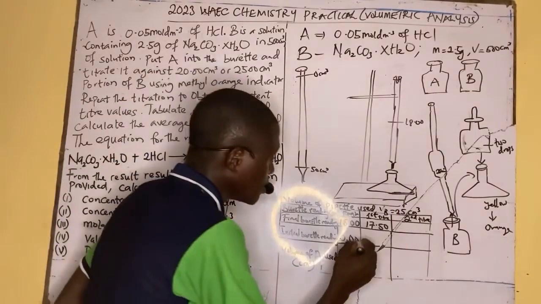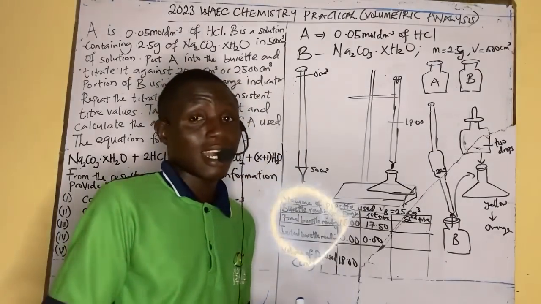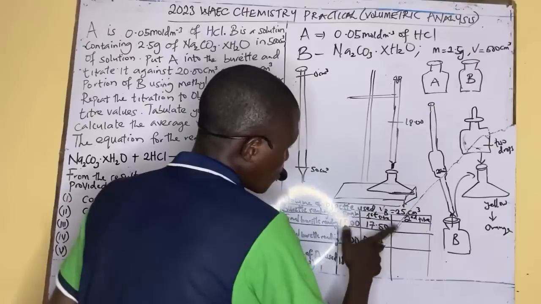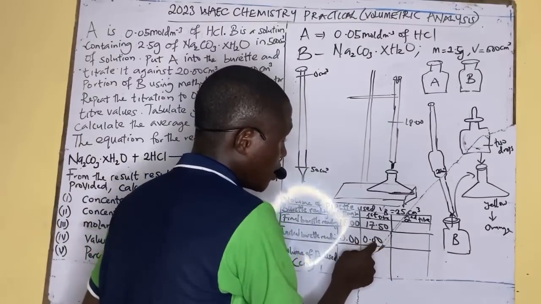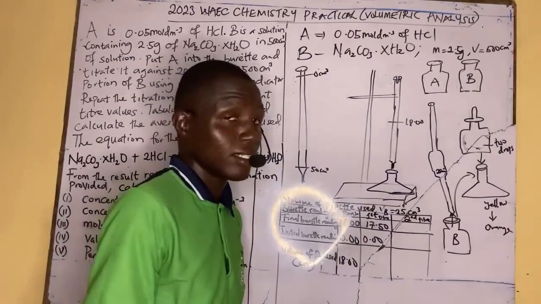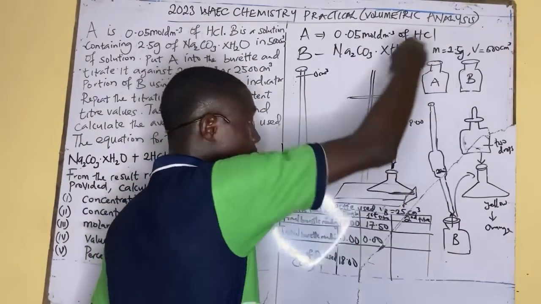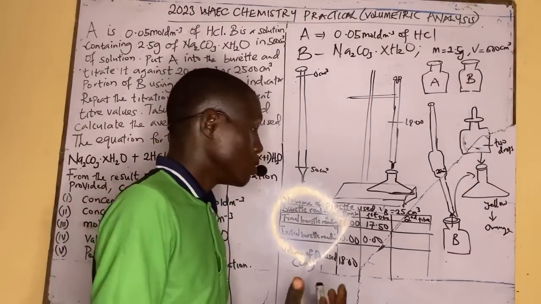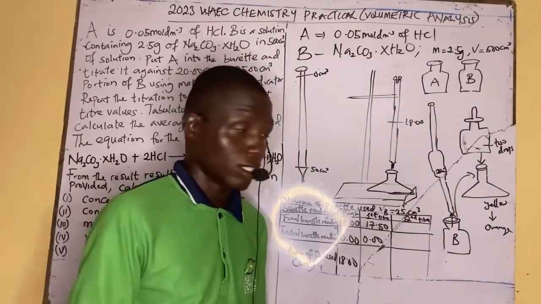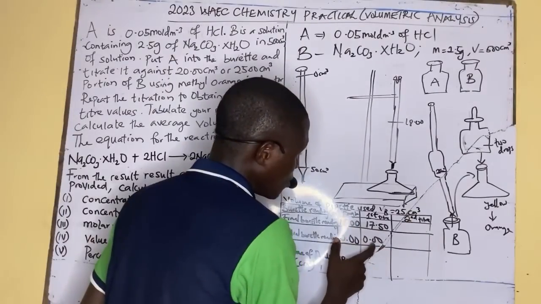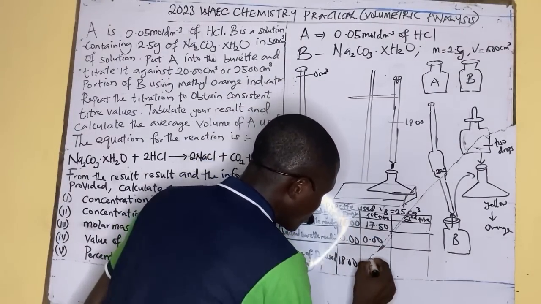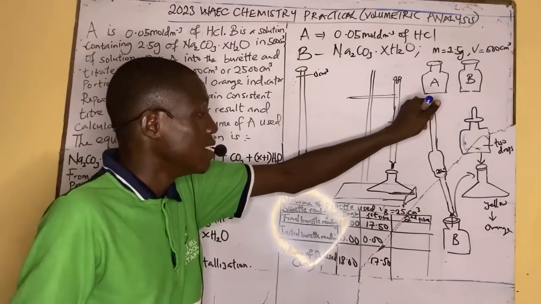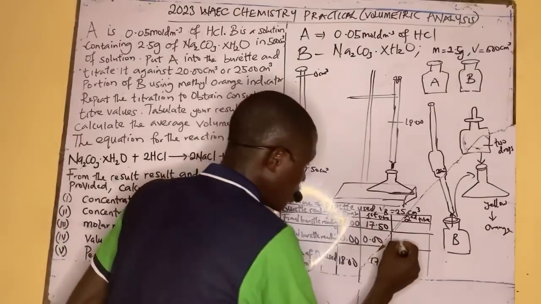So now, this has been practicalized. I'm not just saying this, it has been practicalized, and I'm going to upload it very soon. 17.50, 0.0 is the initial, because I fill the burette back again. I did not use it from here. I fill the acid again to the zero mark, so as not to confuse myself in terms of subtraction. So now 17.50 minus 0.00 is going to give me 17.50. So I still fill the acid again to get my second titre to the zero mark. So my initial is the zero mark.